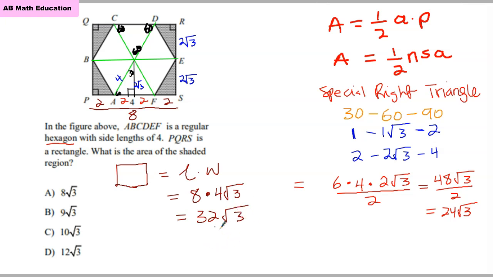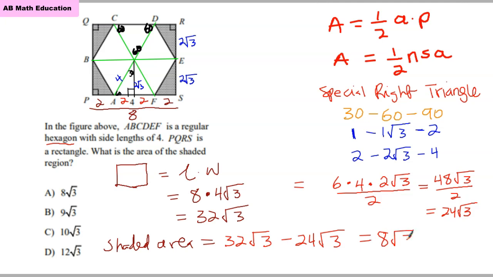So now we need the shaded. If we take off the area of the polygon from this bigger rectangle, that will give us the answer. So the shaded area is just going to be 32√3 minus 24√3, and that equals 8√3. That's our answer.